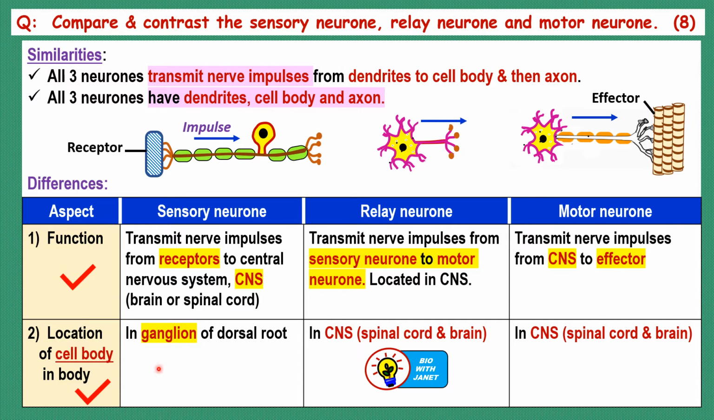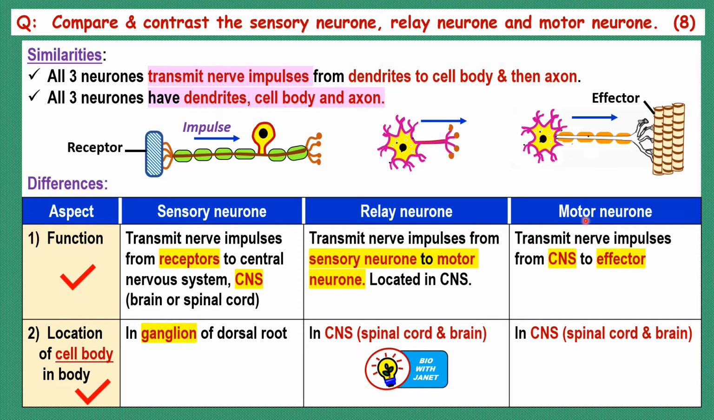Next, the location of the cell body in the human body. Where's the cell body of the neuron? For the sensory neuron, the cell body is always located in the ganglion, which is a swelling on the dorsal root near the spinal cord. For the relay neuron, all the relay neurons are found in the central nervous system, that means in the spinal cord and brain. For example, the brain contains billions of these relay neurons.